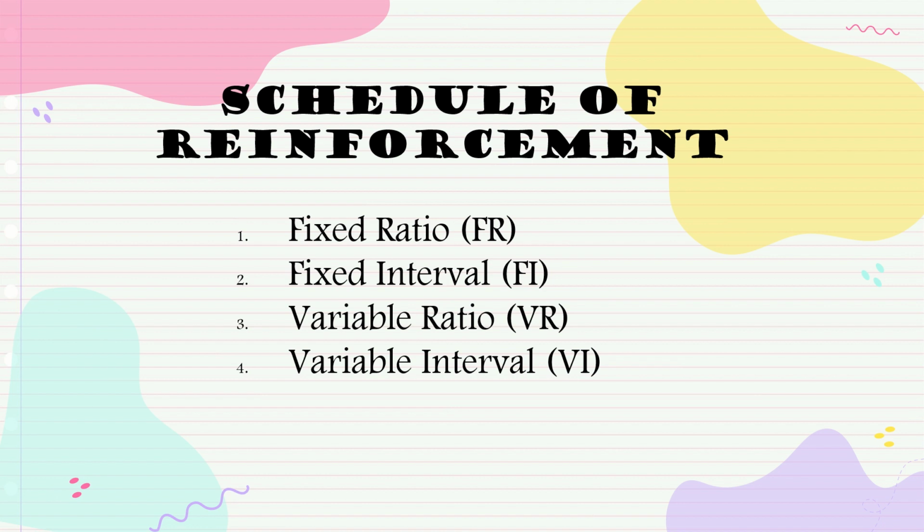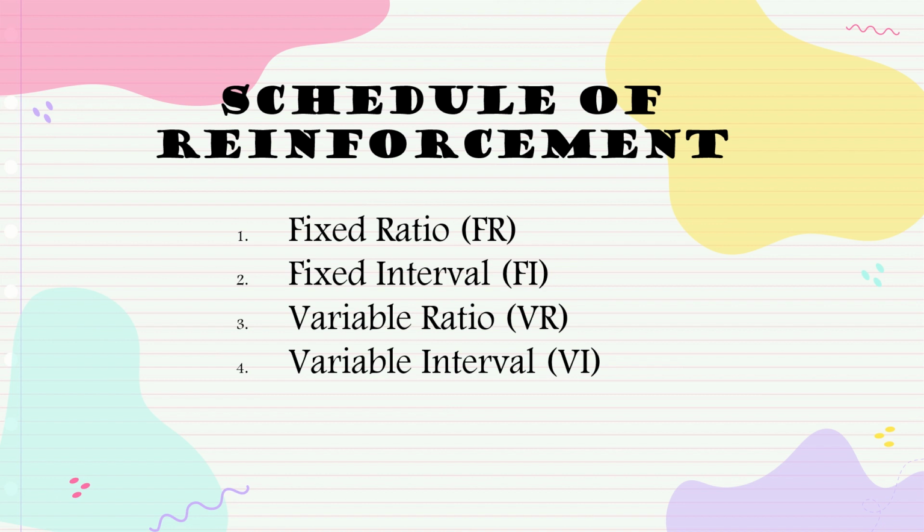Next is fixed interval reinforcement. This reinforcement is dispensed following a constant amount of desired time. For example, the talkative learner will be given praise or a reward only if he or she remains quiet for 10 minutes. Following the token, no additional reinforcements will be given until another 10 minutes pass. So this fixed interval is about giving a reward or praise to students if he or she remains quiet, right?